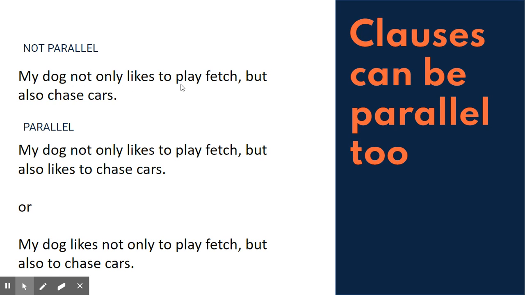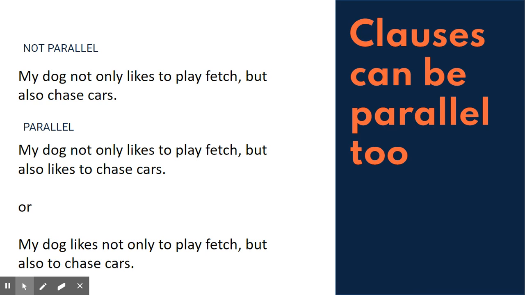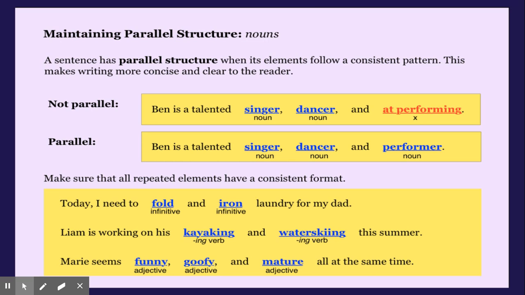It places more emphasis on the fact that he likes to play fetch, rather than he likes to chase cars. So in order to make both elements in the list equal, we need to make it parallel. My dog not only likes to play fetch, but also likes to chase cars. Or you can move your verb. My dog likes not only to play fetch, but also to chase cars. Here's some more examples of parallel structure.